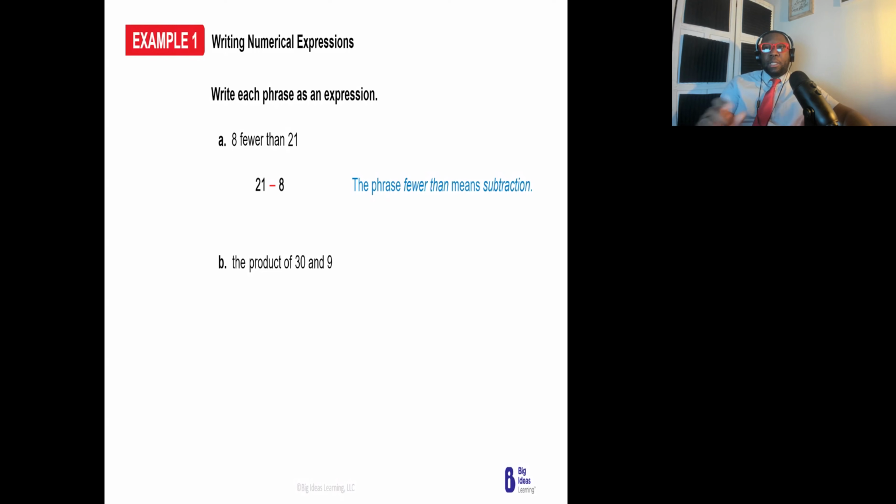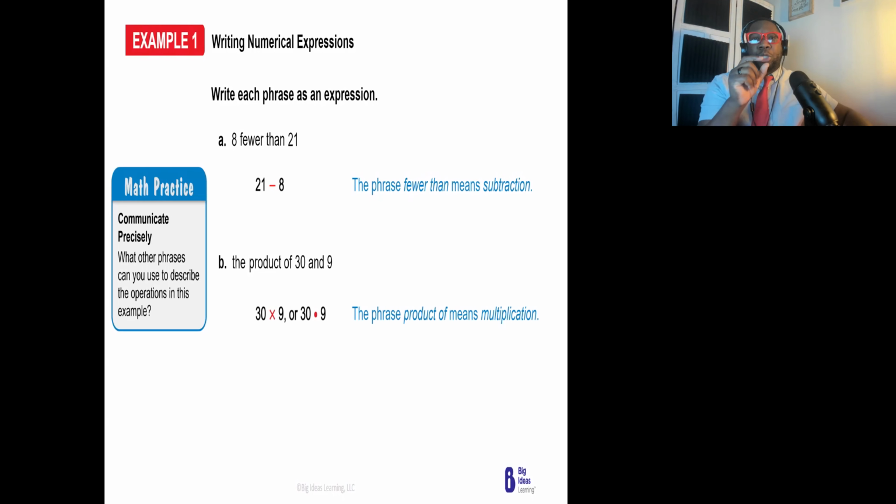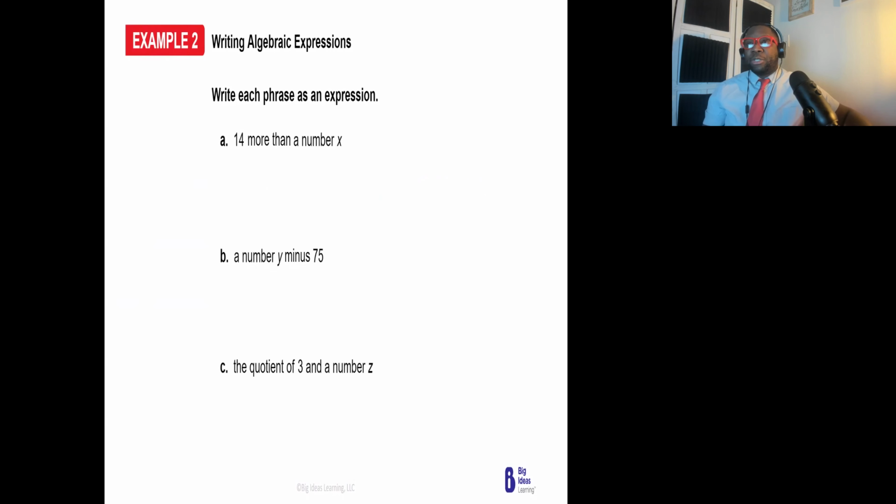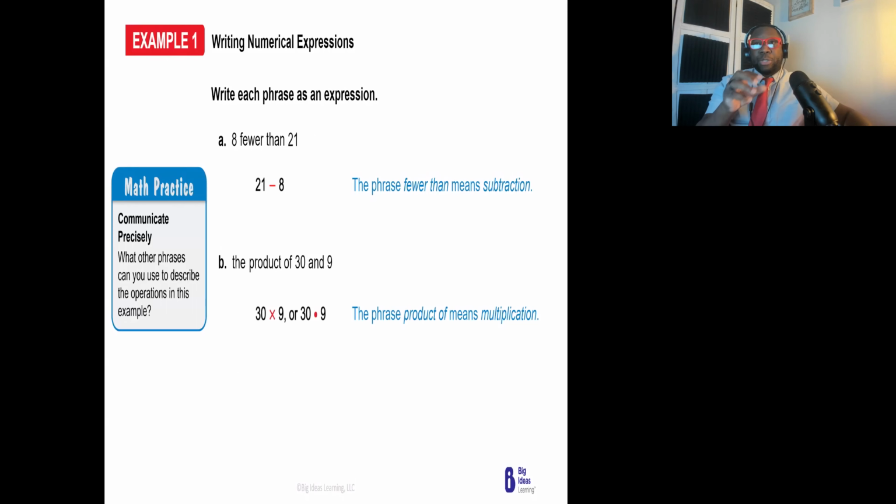Letter B, the word product, the product of 30 and 9. What does product indicate? You should be saying to yourself, product means multiplication. So when I see product, that means I'm going to be multiplying 30 times 9, and we see the two different ways that we can write that. What else? When it comes to communicating precisely, what other phrases can you use to describe the operations in this example? Well, hopefully you're saying to yourself, product means multiplication.